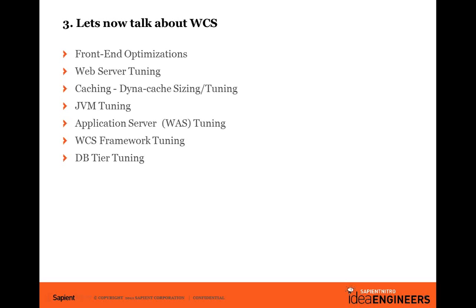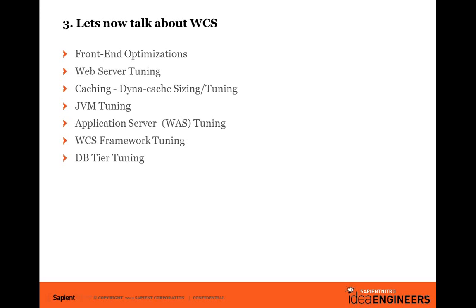So if I look at the tiers, or the performance-sensitive tiers that affect your performance, you have front-end optimizations. This is like your browser. This actually has nothing to do with Websphere Commerce. It doesn't matter whether you are running a J2EE or .NET application. This is common for everyone. Then we have web server tuning. Then we have DynaCache: how do you size it, how do you tune it? And then we have JVM tuning, and then the WAS, or Websphere Application Server, tuning. And then finally, we have the Websphere Framework tuning and the database tier tuning.